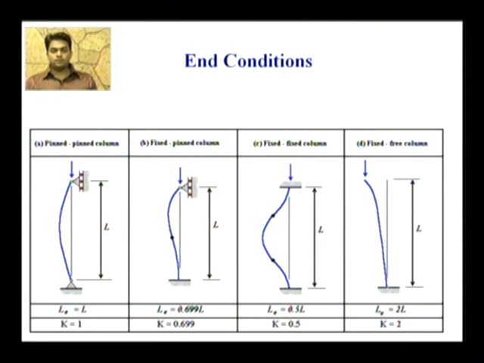then K is equal to 0.7. और तीसरे डायग्राम में दोनों एंड्स फिक्स्ड हैं. अगर दोनों एंड्स फिक्स्ड हों तो K, effective length constant, is equal to 0.5. So effective length is equal to 0.5 multiplied by the actual length. And the last is when one end is fixed and the other end is free, then K will be equal to 2 and effective length is equal to 2L.